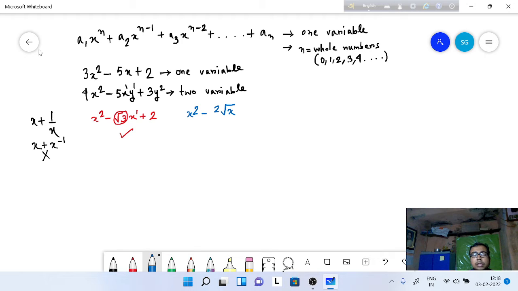Now see, there is a power of x, and we can write it like this, x to the power half. So 2 is a whole number, but half is not a whole number. According to our definition, the power of each term should be a whole number, so this is not a polynomial.